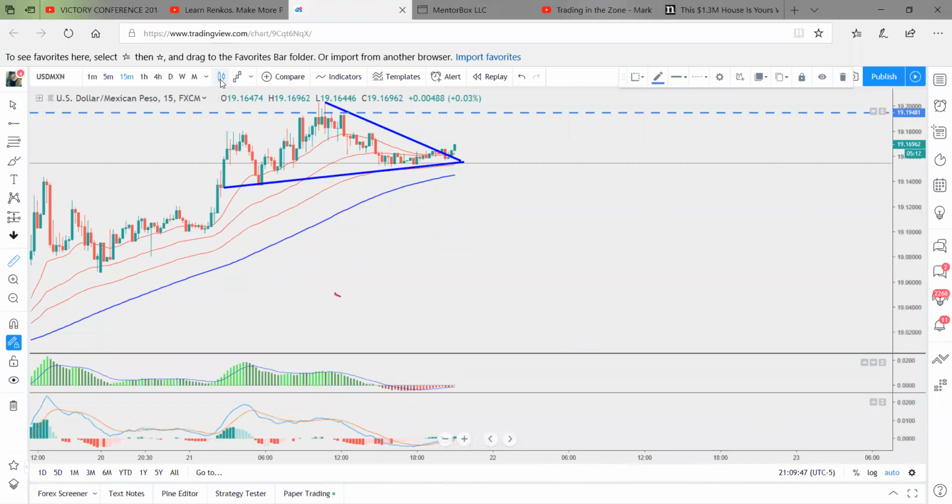Oh, woo boy, look at her shooting up. Let me put a small lot size on this. Excuse me while I trade.